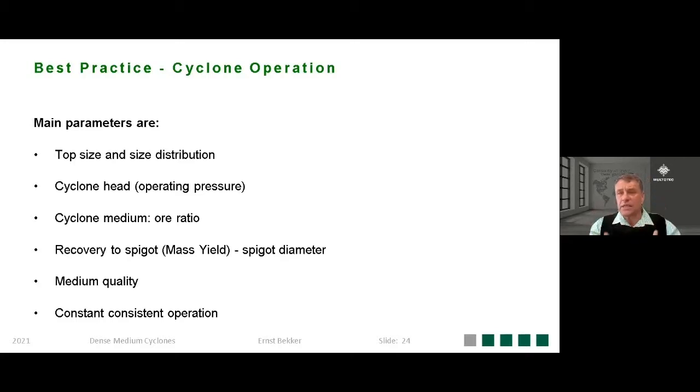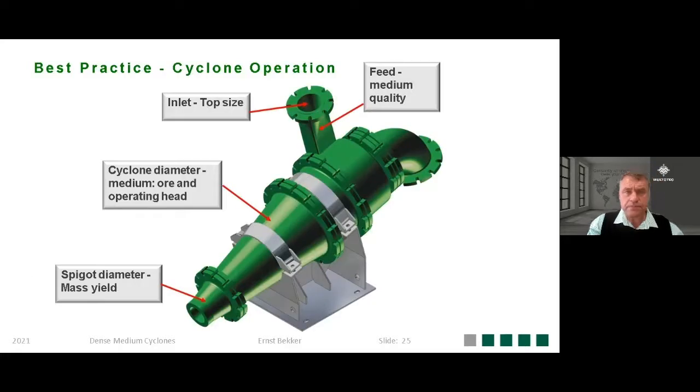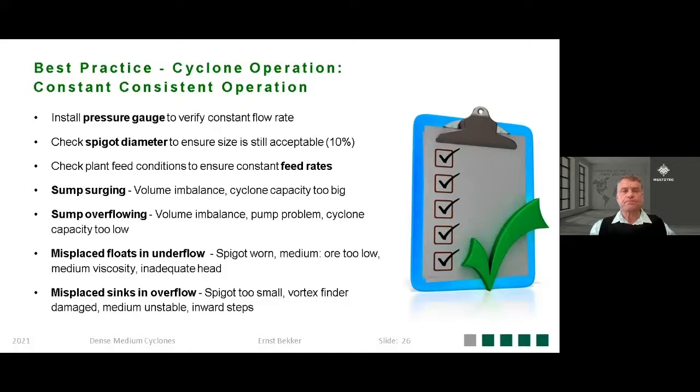And then constant operations. Just for clarity, your inlet is where the top size affects the cyclone design. Your feed media quality also impacts on the operation of the cyclone. Your cyclone diameter is where the media to ore ratio, the capacity of the cyclone come into play. The operating head and then your spigot diameter, that's related to your mass yield in the operation.